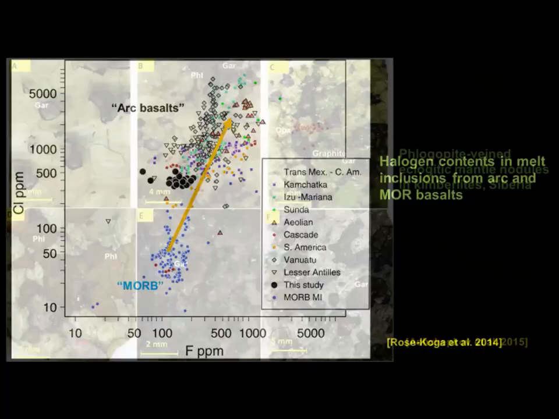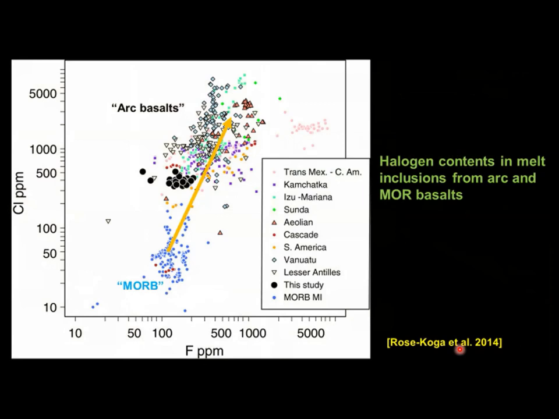Yeah, some ongoing studies. This is a more modern study than when I originally proposed this. More modern studies confirm this basically, like in this plot here, where they plotted the halogen contents in melt inclusions from mid-ocean ridge basalts and arc intrusions, or arc potassic calc-alkaline intrusions. And you can see when you plot chlorine against fluorine, the MORB basalts are very low in chlorine contents, but the potassic calc-alkaline arc basalts or trachyandesites or trachybasalts are very, very much enriched in chlorine.